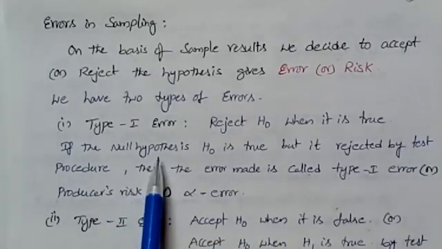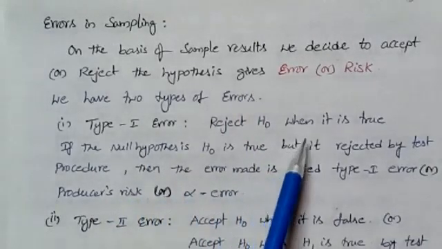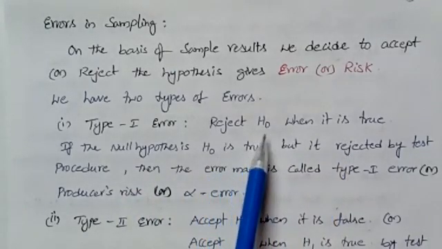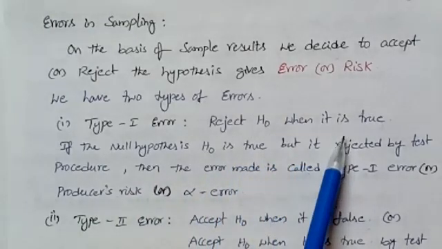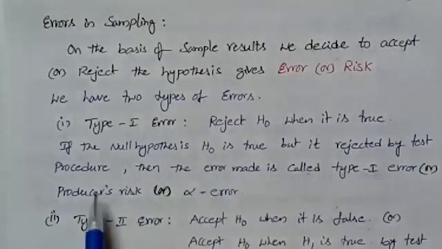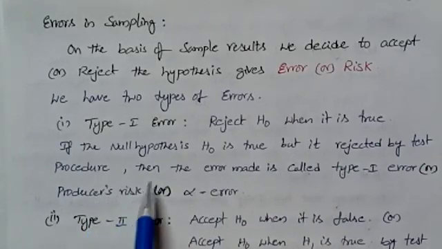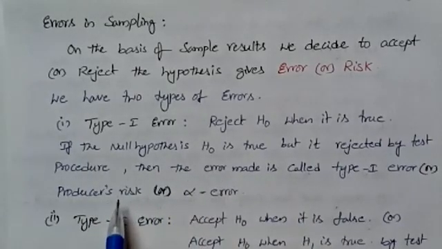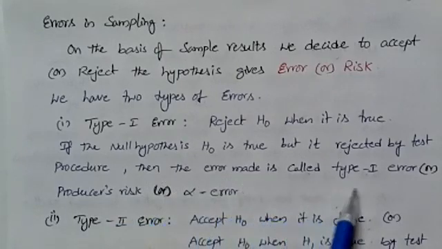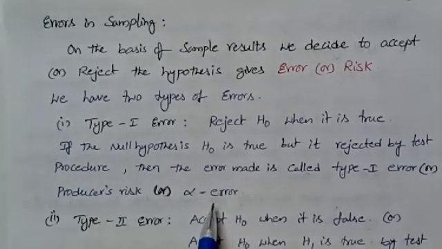Type 1 error is whenever the null hypothesis is true, but we reject that null hypothesis. So reject H naught when it is true. If the null hypothesis H naught is true, but it is rejected by the test procedure. I am taking the null hypothesis as true, but by testing it is rejected, that is, declared false. Then that error is called type 1 error or producer's risk or alpha error.